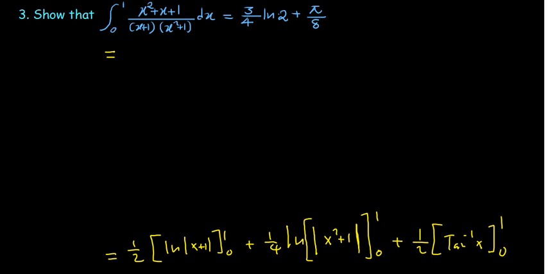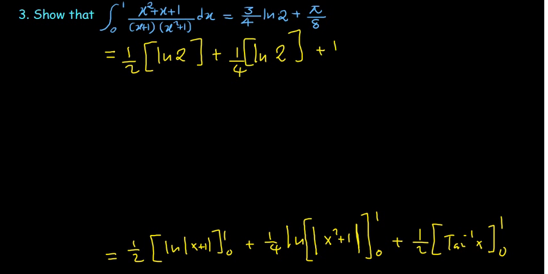Therefore, this is going to give us 1 over 2. I'm going to substitute first the upper limit, which is 1. That will become natural log of 1 plus 1, which is natural log of 2. I was supposed to say minus the natural log of 0, but the natural log of 0 doesn't exist. So plus, we also have 1 over 4 natural log. I'm also putting a 1 here, 1 squared plus 1. That will just be a 2, so that we have natural log of 2.